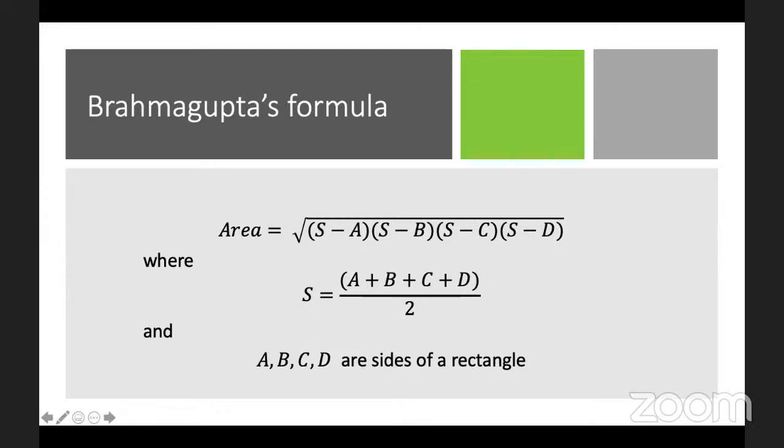This is for using in Brahmagupta's formula for determining a cyclic quadrilateral. The formula is given here. The area is equal to the square root of (S minus A) times (S minus B) times (S minus C) times (S minus D), where S is equal to (A plus B plus C plus D) all over 2, and A, B, C, and D are sides of a rectangle.